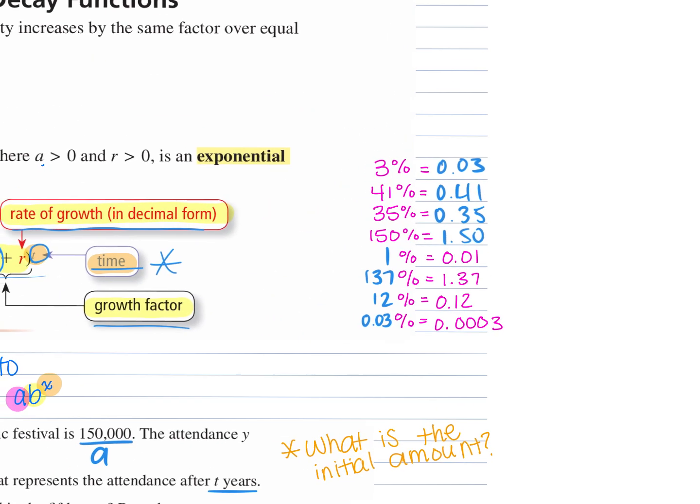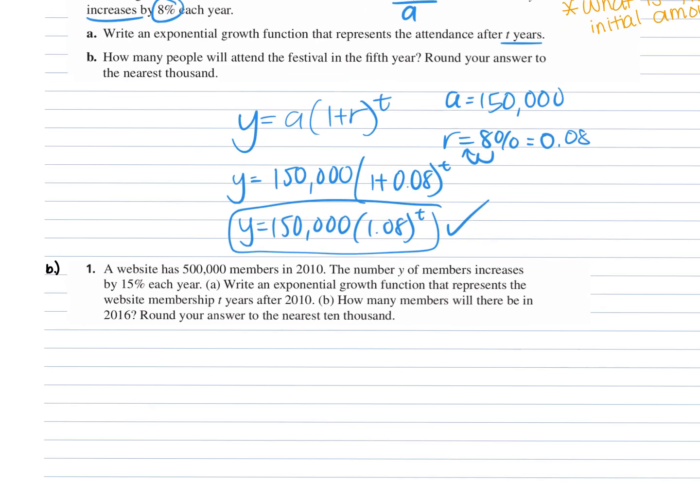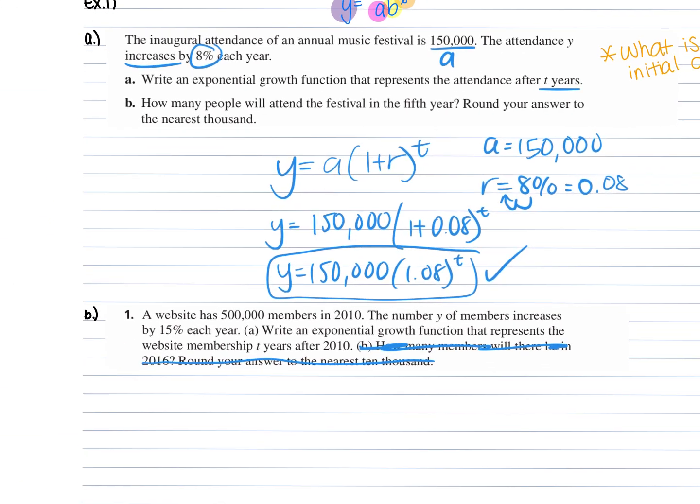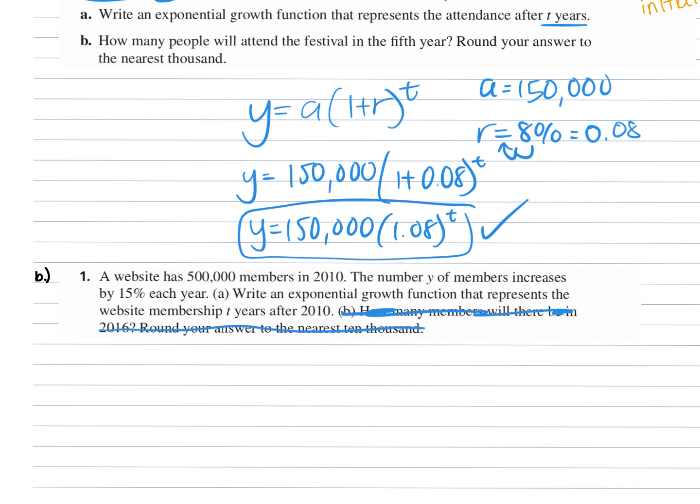Perfect. Okay. All right. So I want you guys to read letter B, cross out this part of B, and I want you to try to do part A, which says write an exponential growth equation. I want you guys to try to write one on your own. Use that same exact process we used for letter A, but try it on the second example. Go.